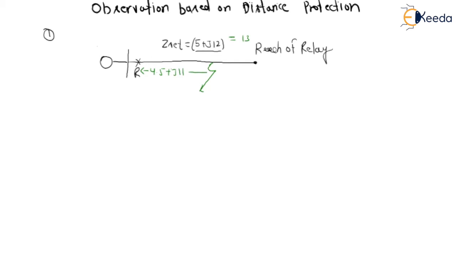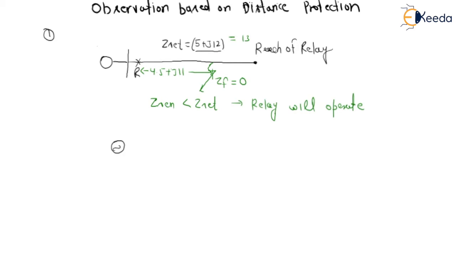In this condition, what will happen? Will this relay operate or not? Our answer is Z seen is less than Z set, so yes, our relay will operate. But let us assume in this condition ZF is equal to 0. What happens if ZF is not equal to 0? We are going to see the case when ZF is not equal to 0.